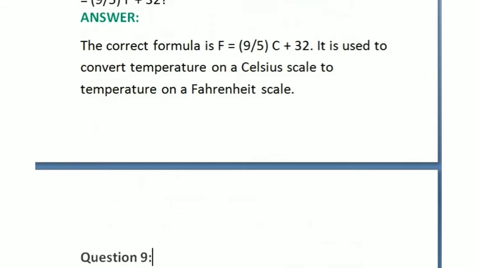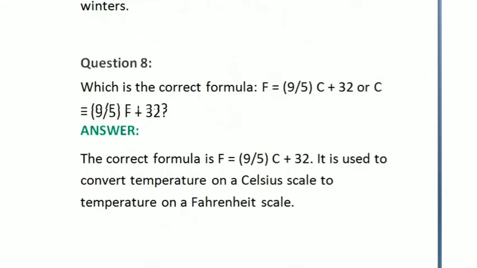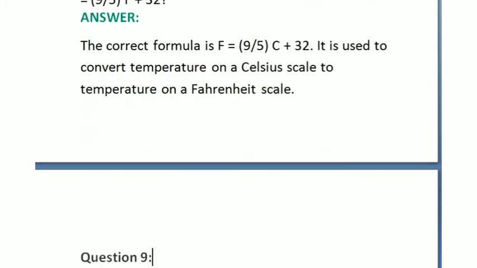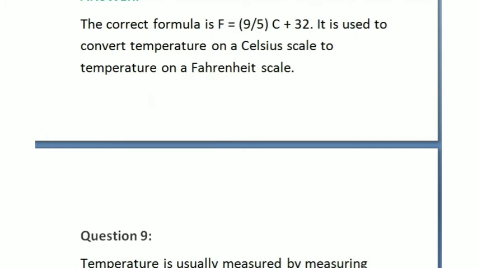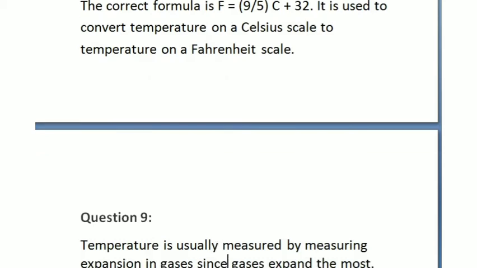Question number 8. Question 8 says, which is the true formula? F is equal to 9 by 5 C plus 32, or C is equal to 9 by 5 F plus 32? So the answer is, the correct formula is F is equal to 9 by 5 C plus 32. It is used to convert temperature on the Celsius scale to temperature on the Fahrenheit scale.